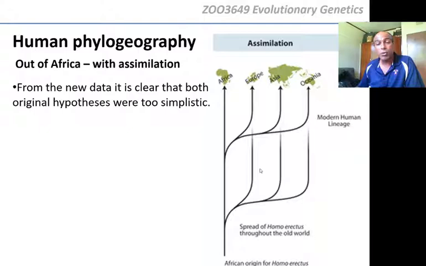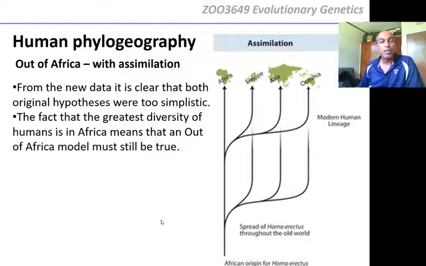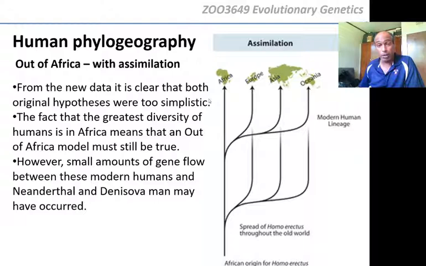But there's no gene flow between these guys and Africans, because the modern Africans who remained in Africa here, they did not encounter the genes of these guys here that left Africa before. It's only in Europe and in Asia you find that Europeans and Asians have some part of ancient Homo ergaster genome in them. Africans do not. Okay, so the fact that there is greater diversity in Africa means this out of Africa model is true, but with assimilation.